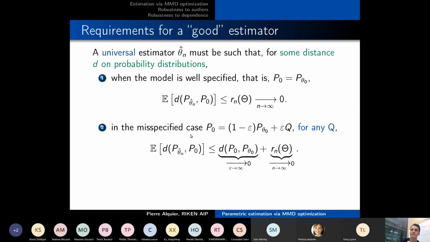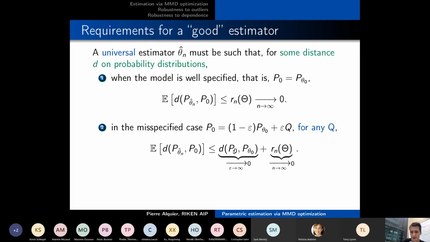in some sense, if the model is not true, but it's not too far from being true, in the sense that P naught is close to the model P theta, then I would like to have an inequality of this type, usually referred to as an oracle inequality, whereby the distance between P theta hat and P naught would be close to the smallest possible distance between P naught and the model, that is P theta naught. I just want to make a remark on this.